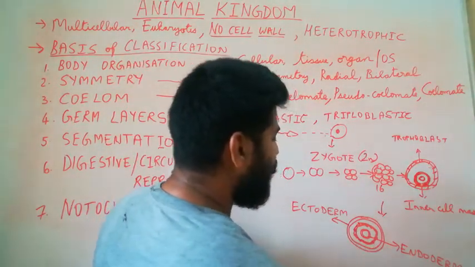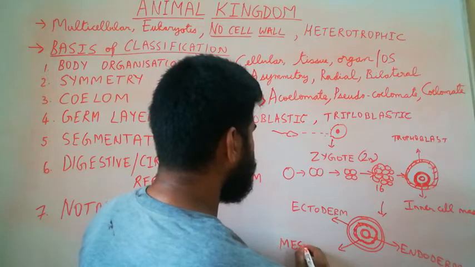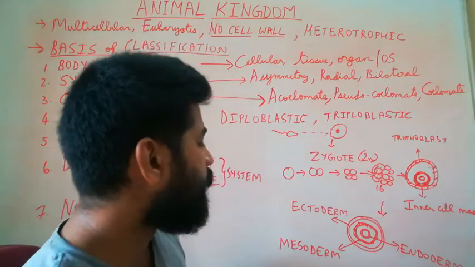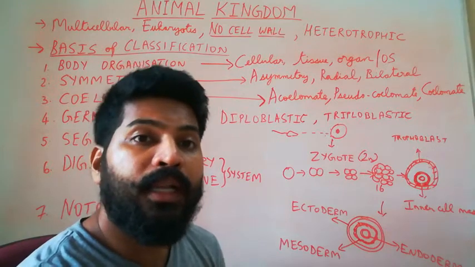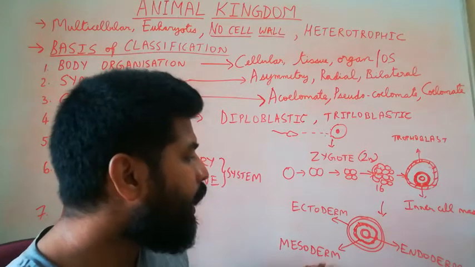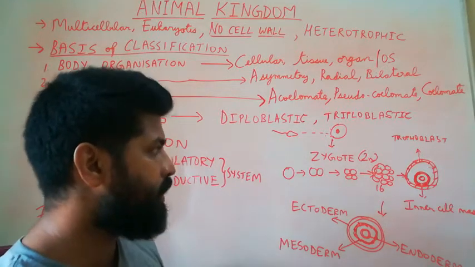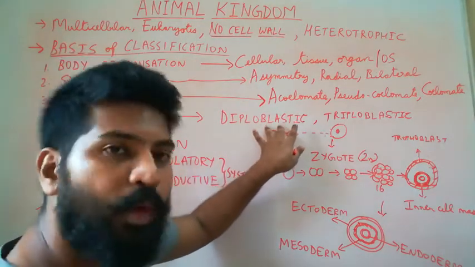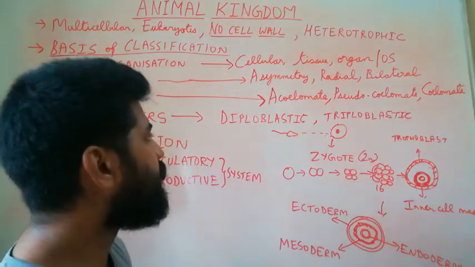Whereas in triploblastic animals, in between the ectoderm and endoderm, there is a third layer which is called mesoderm. This mesoderm is responsible for the formation of muscles, all the internal organs, the notochord, etc. All are mesodermal in origin. The coelom is mesodermal in origin. So animals having two germ layers are called diploblastic animals, whereas animals that have ectoderm, mesoderm and endoderm are called triploblastic animals.